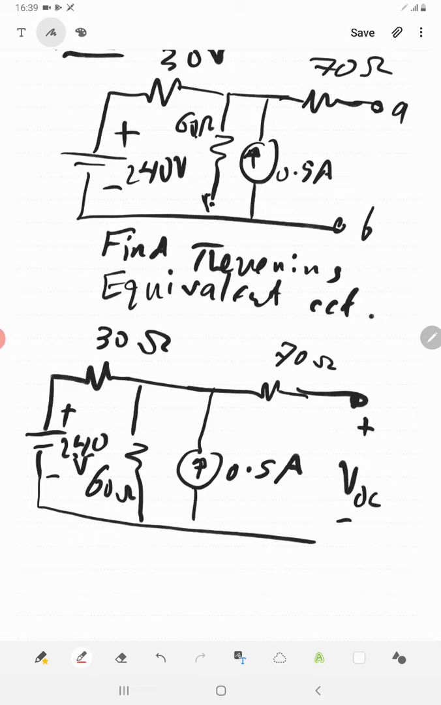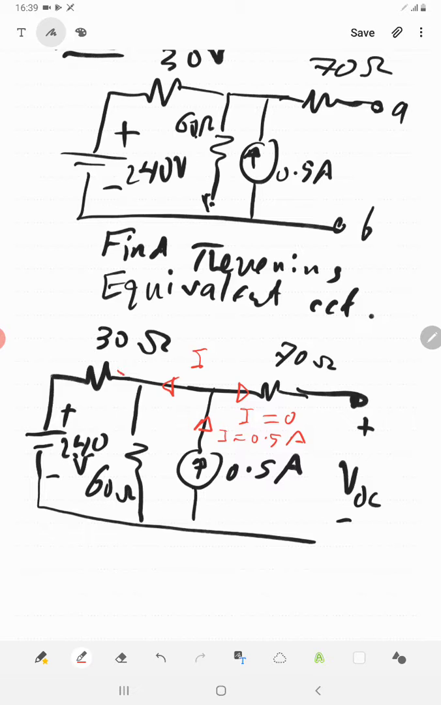Now let's assume the current here is I equals 0. There's no current. Why? Because we have an open circuit voltage here. We have a current here, I equal 0.5 amps. We have a current here, we don't know its value. And now we will see, do we know its value or not?